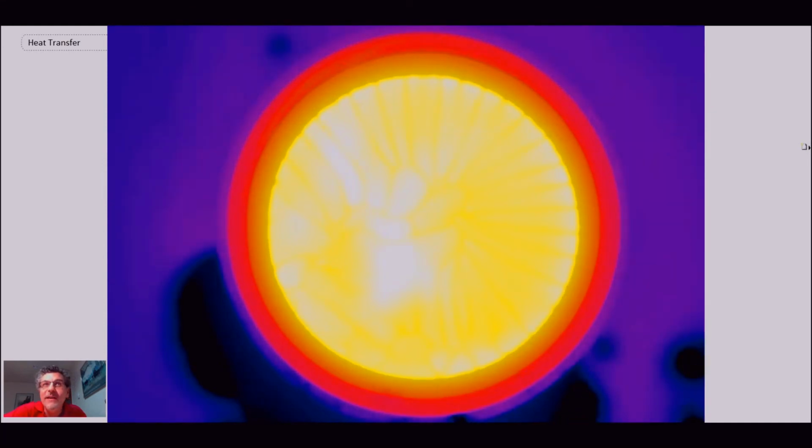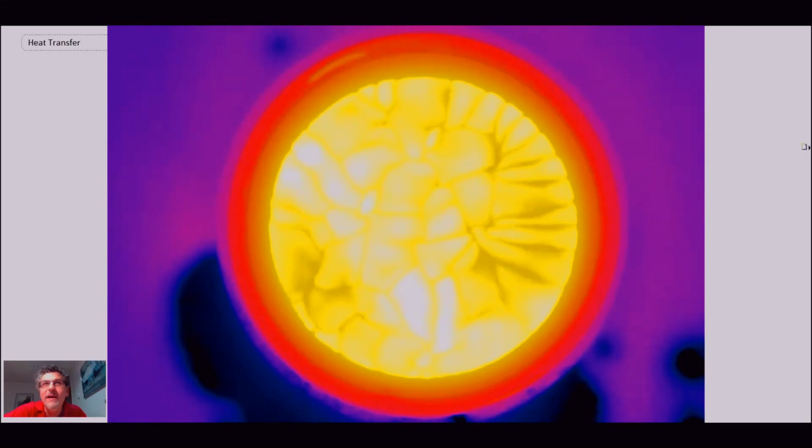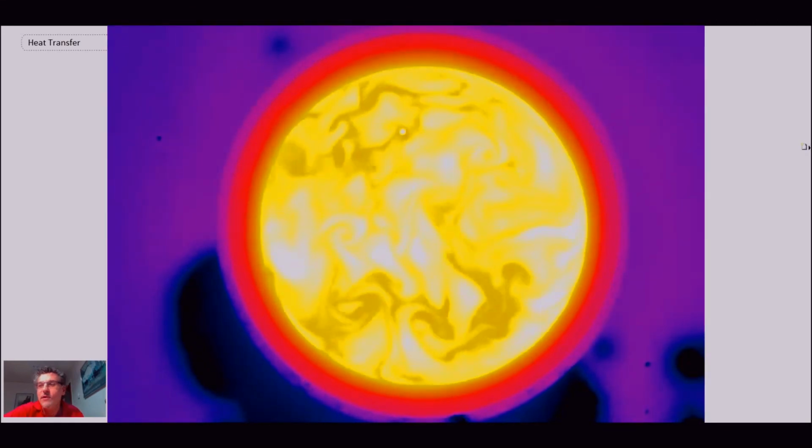You pull it away, again, you can see a cellular pattern in the bowl, and they change with time due to a change in boundary condition. I pour in some more hot water. So those are Rayleigh-Bernard convection cells.